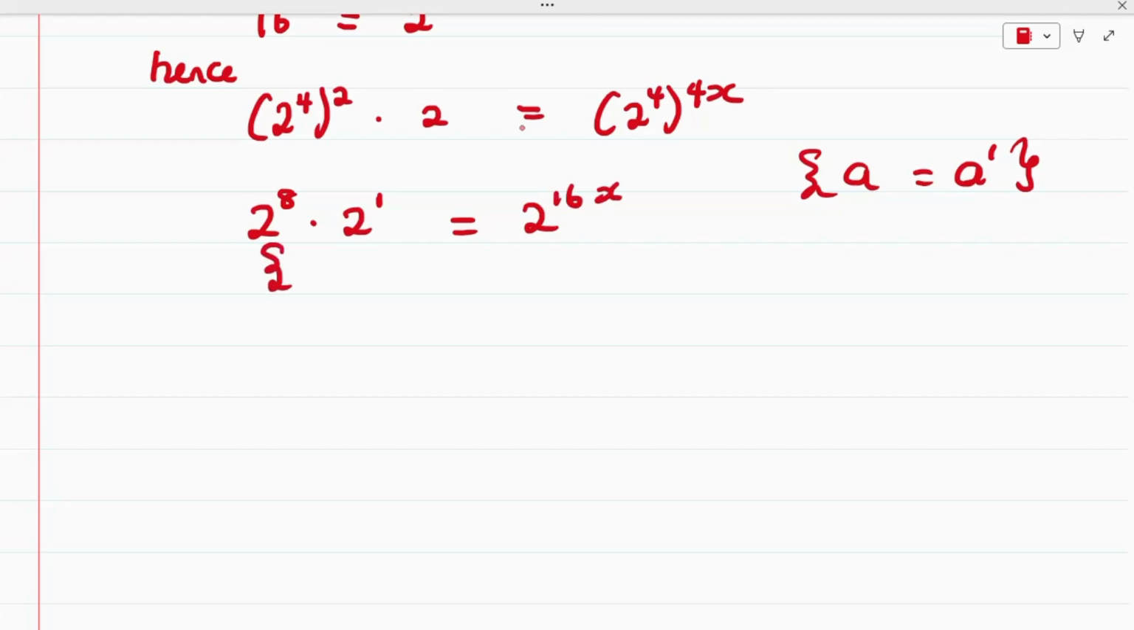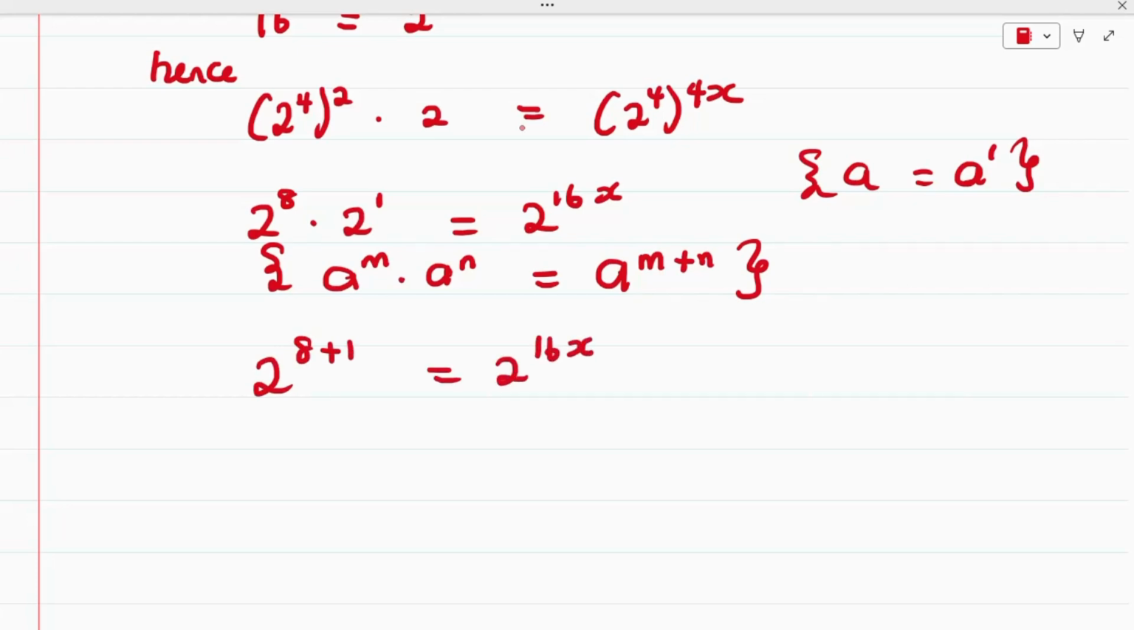So applying this property that says a raised to the power of n multiplied by a raised to the power of m is equal to a raised to the power of n plus m. So applying this, we have 2 raised to the power of 8 plus 1 is equal to 2 raised to the power of 16x. So we have 2 raised to the power of 8 plus 1 is 9, which is equal to 2 raised to the power of what?